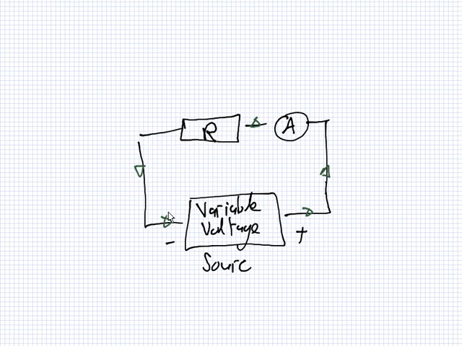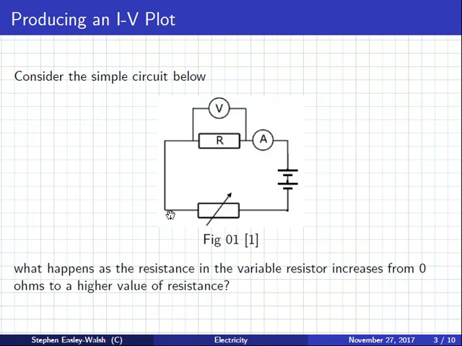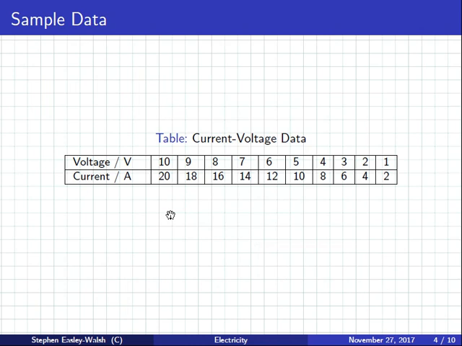So the purpose here is just so you can see different V's and different I's. And I've already done that. So here's an example. I decrease the voltage from 10 to 1, and I measure the current, and I see the current decreases from 20 to 2.